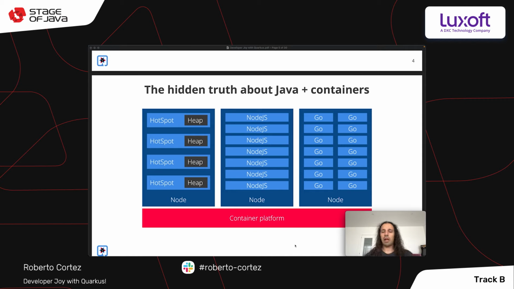Now, I love Java. I've been developing Java for the last 20 years, but I also love Node and Go. That's not the point. But I still want Java to be relevant, right?